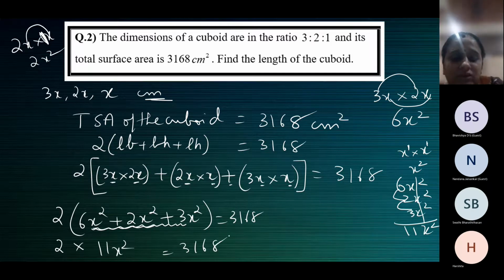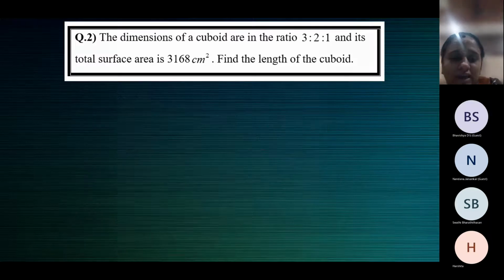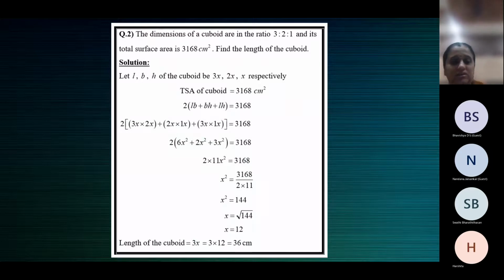So x square will be equal to 3168 divided by 2 into 11. I'll show you the answer slide. See here, children, we have discussed so far. We were here: 2 into 11x square is equal to 3168. X square is equal to 3168 divided by 2 into 11. So x square is equal to, you simplify, children.